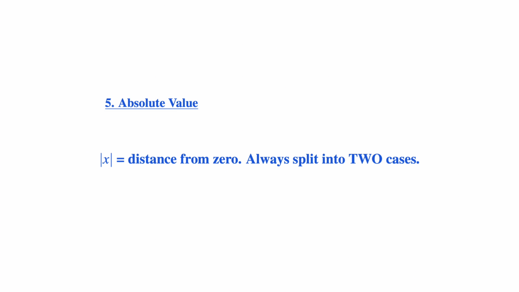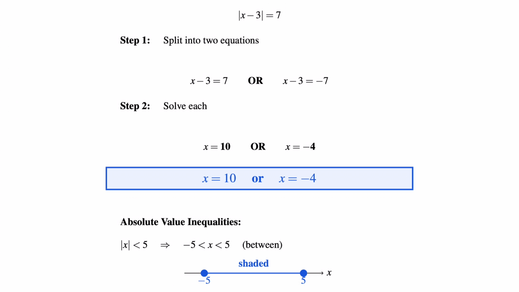And for the last of algebra, absolute value questions show up occasionally, and students overcomplicate them. The absolute value of x just means the distance from 0. So |x - 3| = 7 means x - 3 = 7, or x - 3 = -7. You get x = 10 or x = -4. That's the whole concept. Watch for absolute value inequalities. |x| < 5 means x is between -5 and 5.